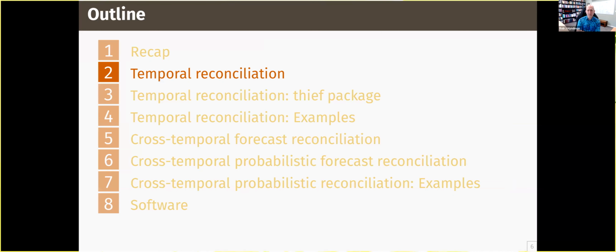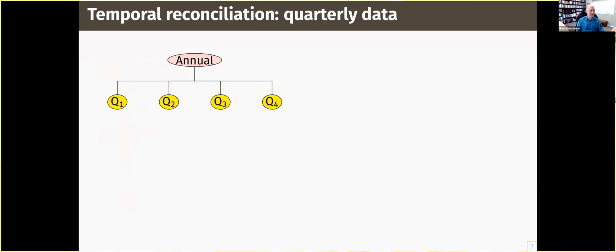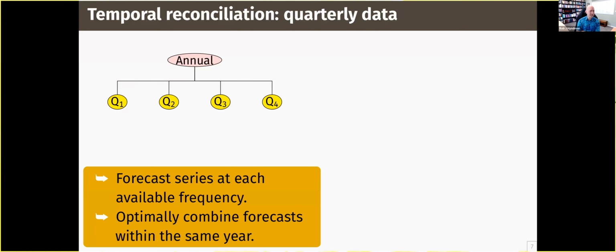So what I want to do first up is to talk about temporal reconciliation, where instead of trying to reconcile lots of different series with the same time frequency, what we're trying to do here is to forecast the same series, but at different time frequencies, and then reconcile those. So start with something really, really simple, which is quarterly data. Suppose you had quarterly data and you wanted to forecast that, but you also wanted to forecast the annual data, and then you wanted your quarterly forecasts to add up to your annual forecasts. So the idea is you forecast all of the series, both the quarterly series and the annual series separately, and then you use the reconciliation ideas to combine them.